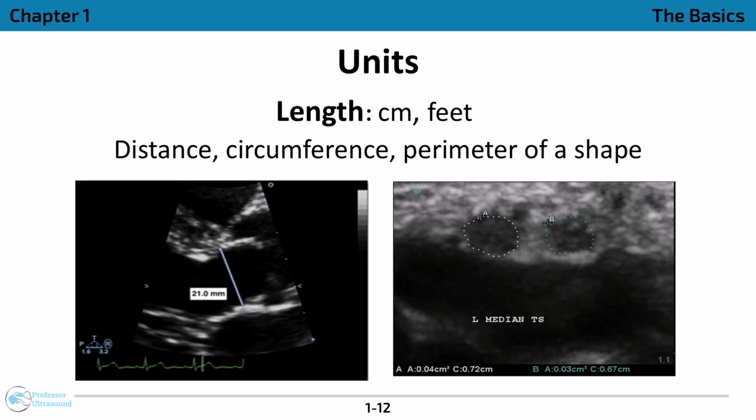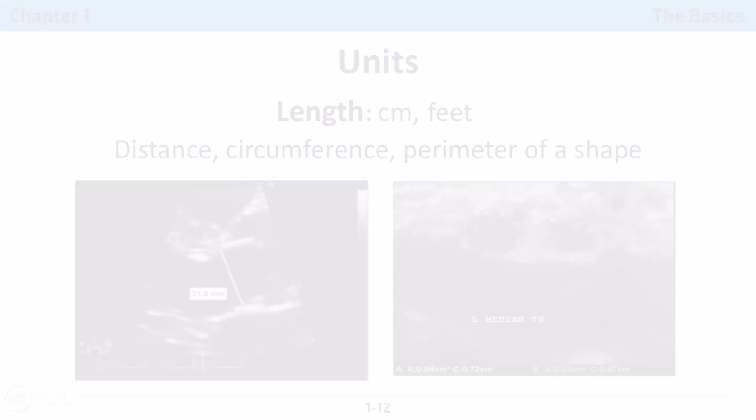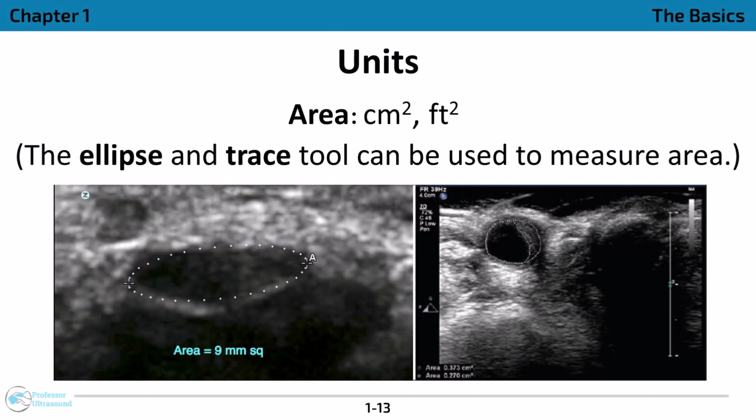One of the most common quantities we measure in ultrasound is length. Length is typically measured in millimeters or centimeters. For example, in the image on the left, the vessel diameter measures 21 millimeters, or 2.1 centimeters. In the image on the right, the perimeter of 2 cysts has been measured using the trace tool. One measures 0.72 centimeters, and the other 0.67 centimeters. Another important quantity is area, which is usually expressed in square centimeters.